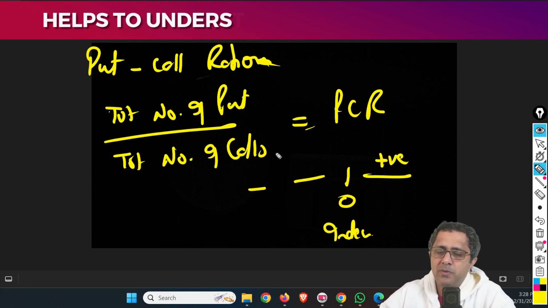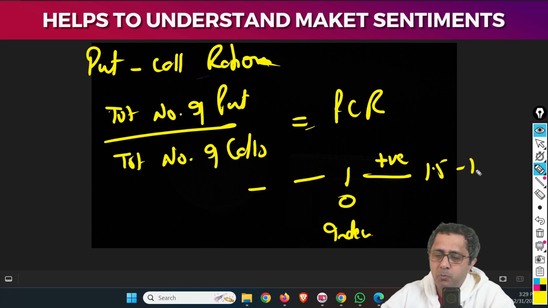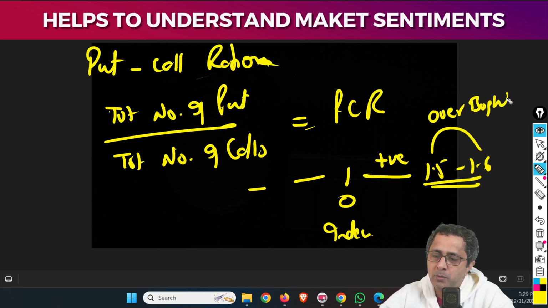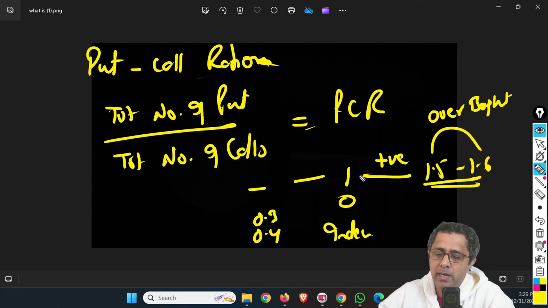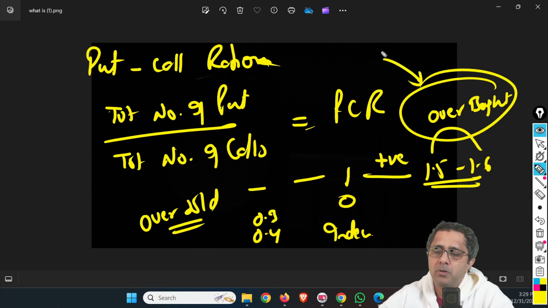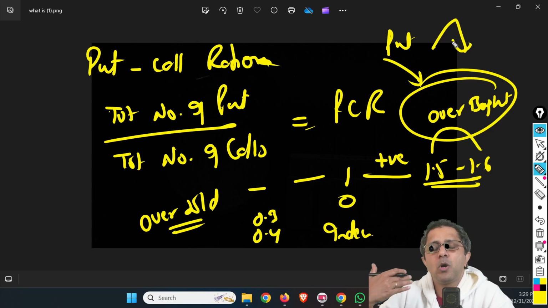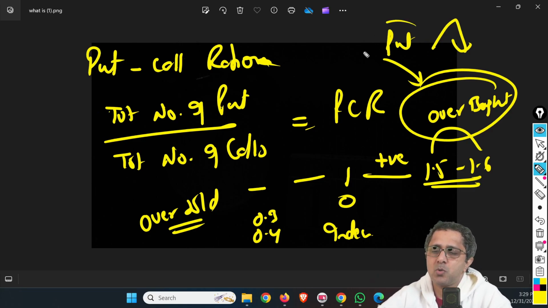Earlier we used to say that if the value goes up to 1.5 to 1.6, then generally we say that now this is going to be overbought. We're going to talk about this in detail, don't worry about this one. And if it goes below 0.3 to 0.4, like of course below 1, then we say oversold. When the market is overbought, generally we tend to take puts from the high. That way we can book our profit in calls and change our positions to puts. So we can say that the market is overbought and now some selling will come to the market.